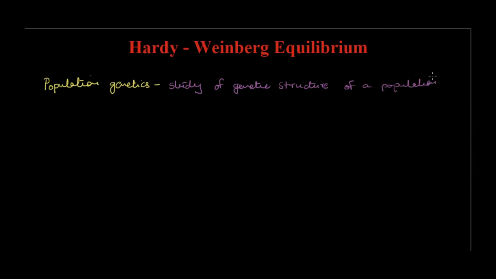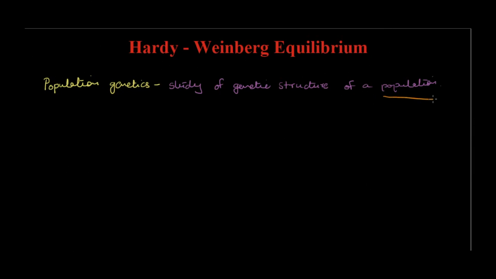Alright, so the first thing is we are talking about population genetics, right? So I think it's important that we first understand what is population genetics. Population genetics is the study of genetic structure of a population. Alright, what does this mean? Let's break it down and make it easy. It says it's a study of genetic structure of a population.